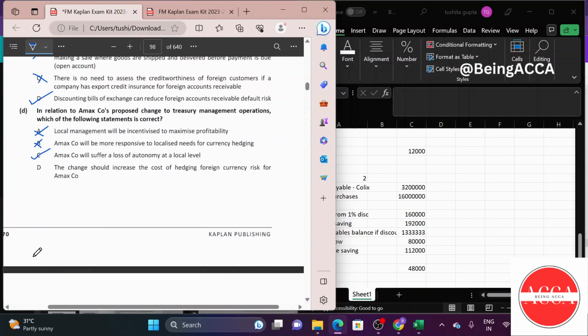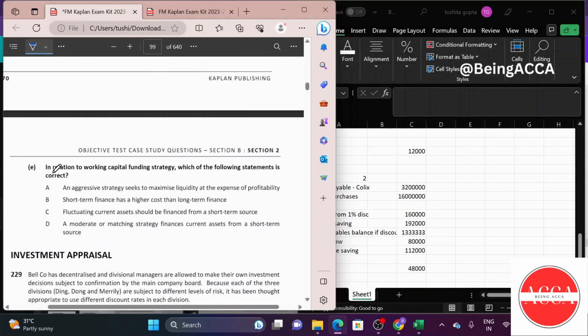Let's read the D statement. The change should increase the cost of hedging foreign currency risk for Amax company. Now this is wrong, because if there are centralized treasury management operations, they have all finances in one place. They would rather be able to decrease the cost of hedging, because they will be able to negotiate bulk discounts and higher returns on investment due to higher investments. So let's go to the last question.